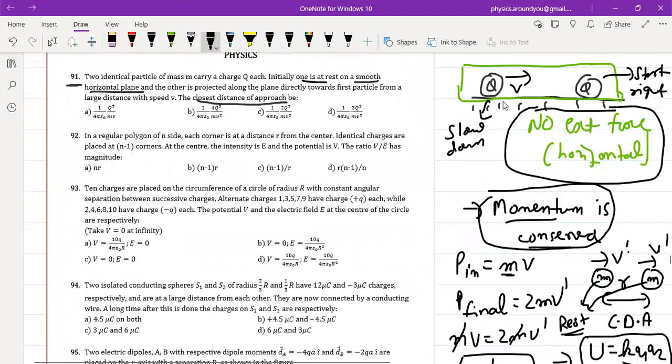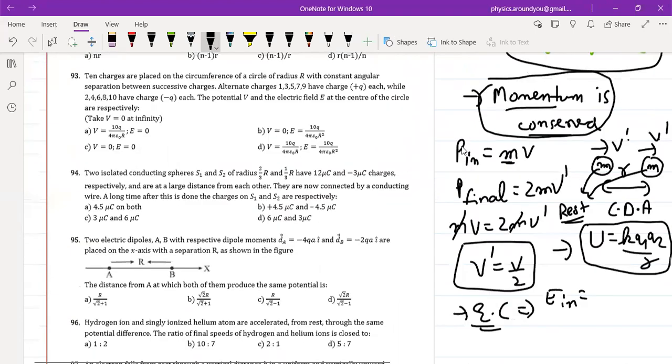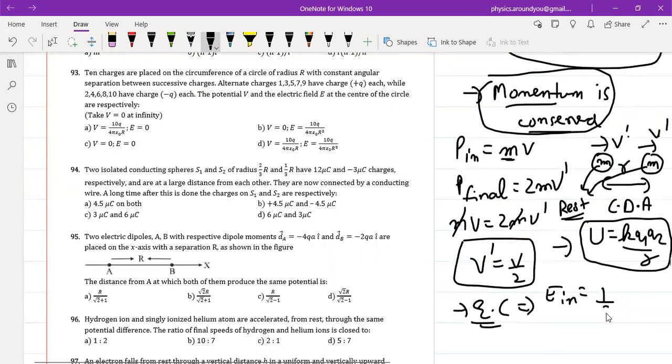Because initially this charge had a velocity of v going towards the right, and the distance between the two charges initially is too much. It is a very large distance, so I can ignore the initial potential energy and consider only the initial kinetic energy. Therefore, the initial energy of the system is simply half mv square.